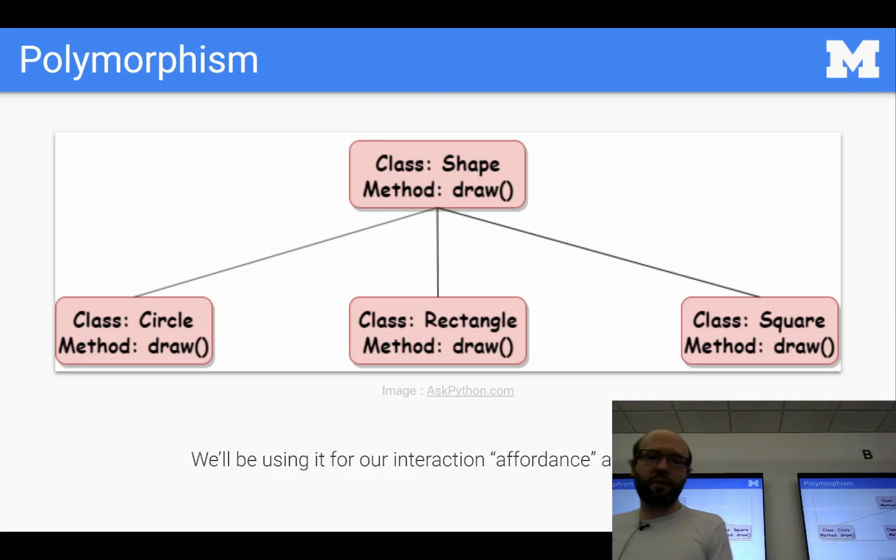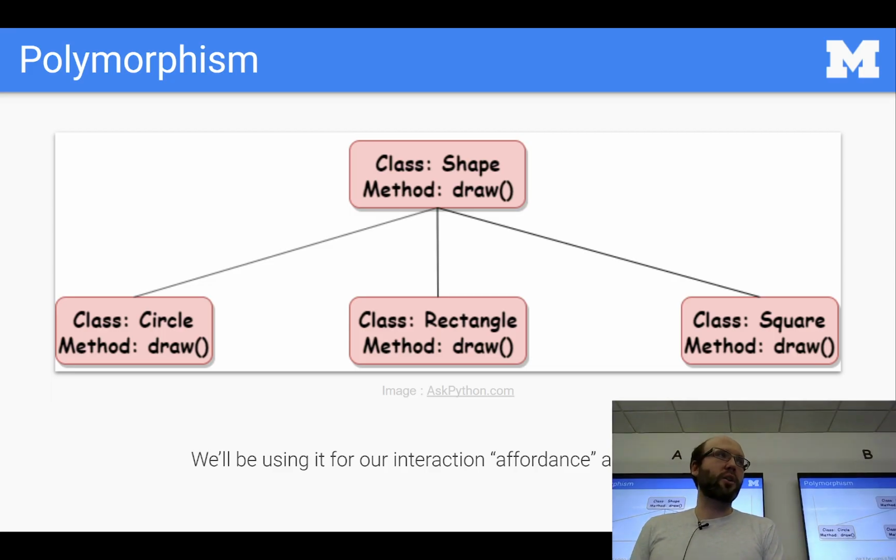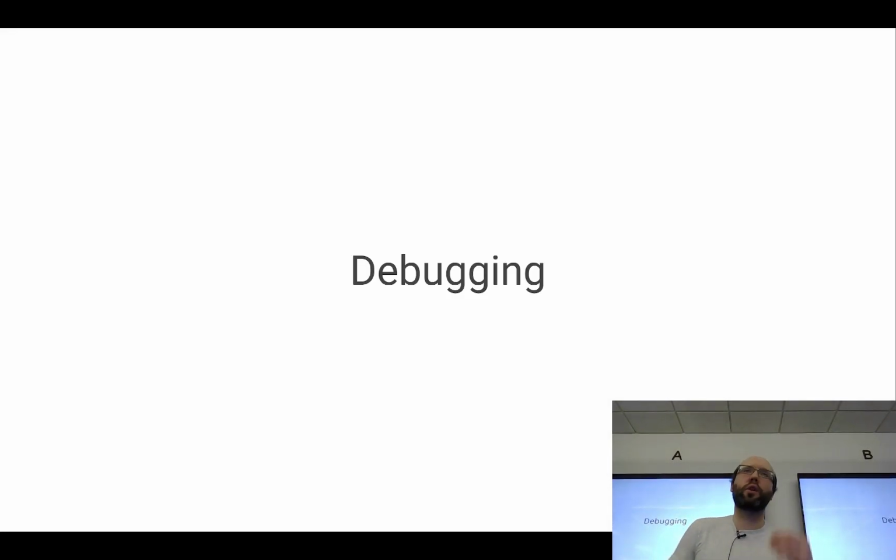Very, very powerful stuff. And that's what we're using for our affordance and selection architecture in Project One. So hopefully you'll get a feel for it and why it's so useful as you continue to work on Project One and do more programming and use more interact functions.